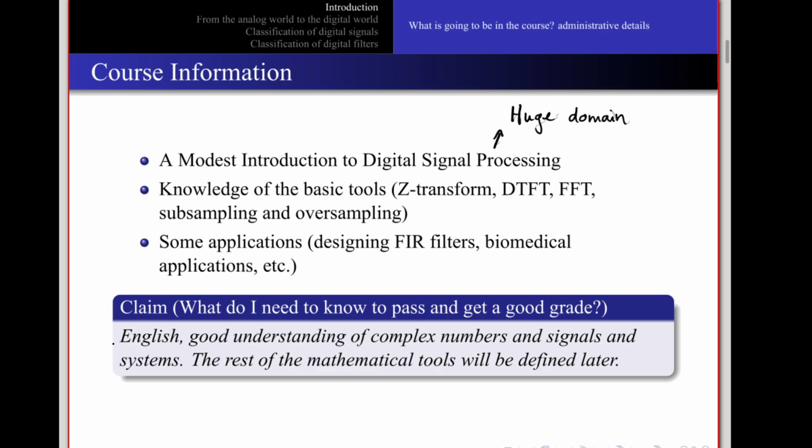So what I want to emphasize this semester specifically is what do I need to know? First, you need to know English. This goes without saying, but considering that I'm a French lecturer teaching in English, for people whose mother tongue is Hebrew, this part is kind of mandatory. A good understanding of complex numbers wouldn't damage. And obviously, since this course relies a lot on what was developed in signals and systems, please go back to the signals and systems material. And the rest of the mathematical tools I will define later.